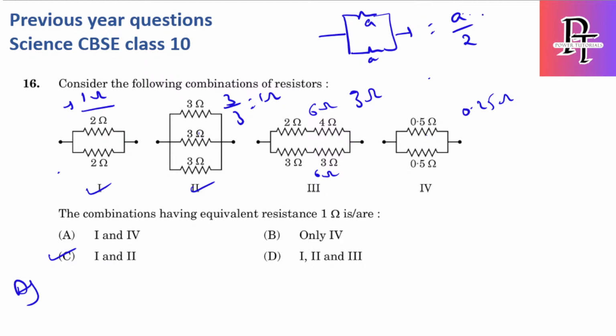Okay, this is the trick. The same way, if I see 3 A's in parallel, then the effective resistance will be A by 3. Like in this case, A is 3 here, so it is 3 by 3, which is 1 ohm. Here these two are in series, 6, and these two in series, 6. 6 and 6 in parallel, so the answer is 6 by 2, which is 3. Here 0.5 and 0.5 in parallel, 0.5 by 2, which is 0.25. Okay, hope you understood. Let's move to the next question.